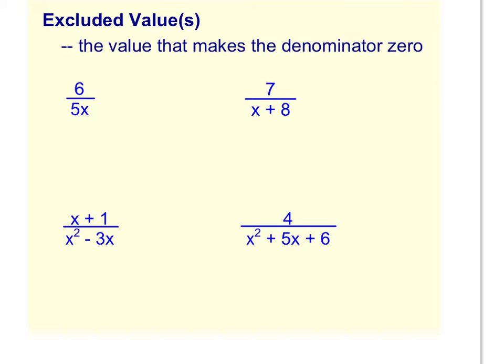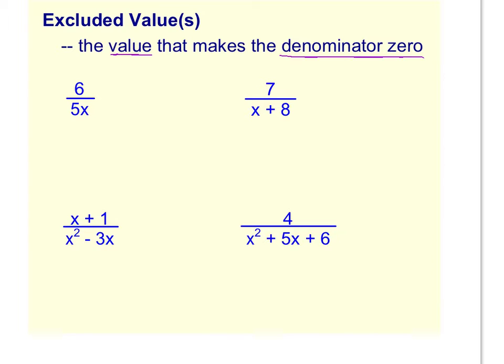To find the excluded value, we want to remember what excluded values actually are. So I just threw the definition up here. It's the value that's going to make the denominator equal to 0. If you remember in math, that's the one number you can never divide by. Anything divided by 0 is undefined. So we try to avoid having that happen.